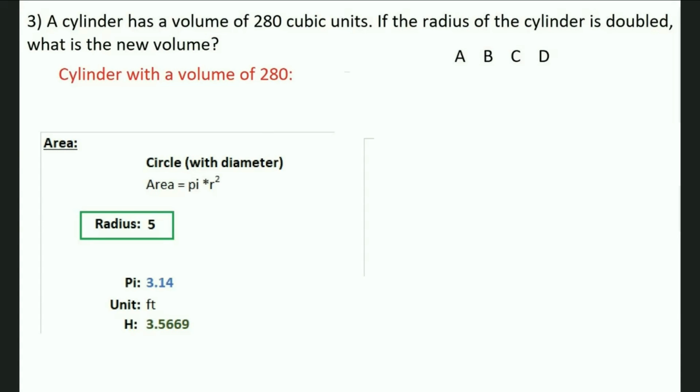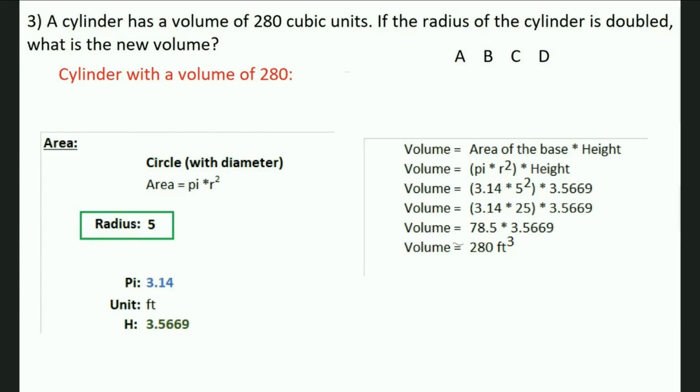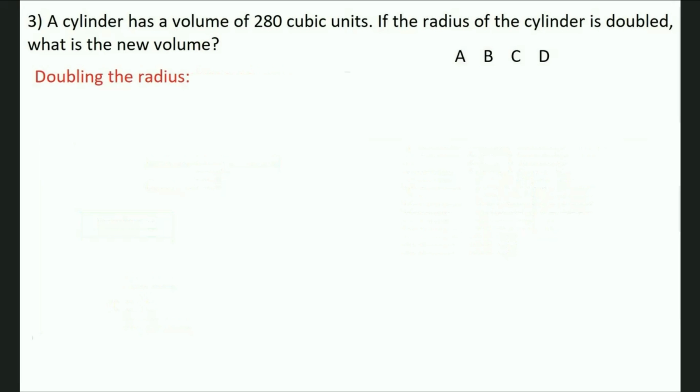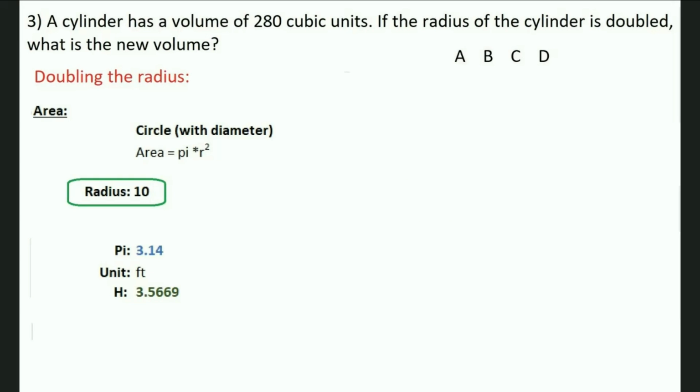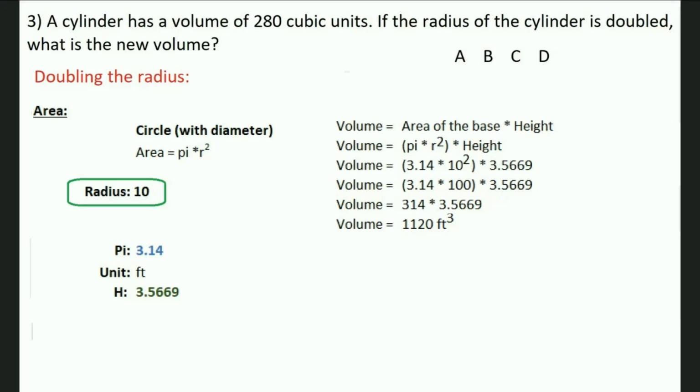If we put all that together into our formula for the volume of a cylinder, we end up with 280 feet cubed. Now, the actual number is like 280.00165, but we're going to call that 280. Now, if I double the radius from 5 to 10, and that's the only change I make, I keep the height the same, then we end up with our volume being equal to 1,120 feet cubed. So it turns out that relationship really does work. The answer really is A. The answer is A.